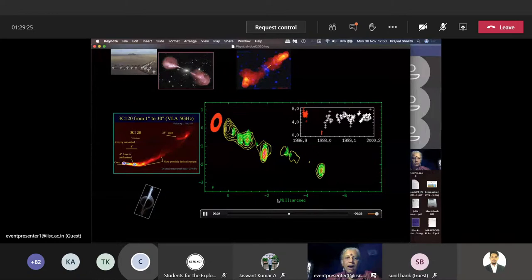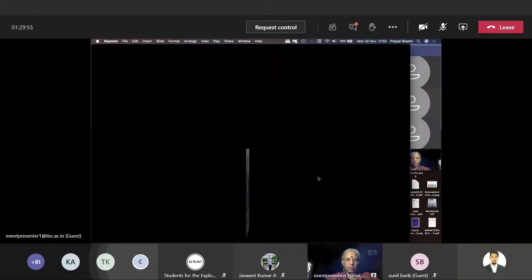Okay, so rather than interrupt my presentation, I'll just tell you, and you can go and look this up on the internet, because the animation is available there. Basically, what you see here is the image at radio frequencies, which shows the plasma. If the animation worked properly, you would have seen these blobs of plasma move outward. So that's how we know that these jets move outward.